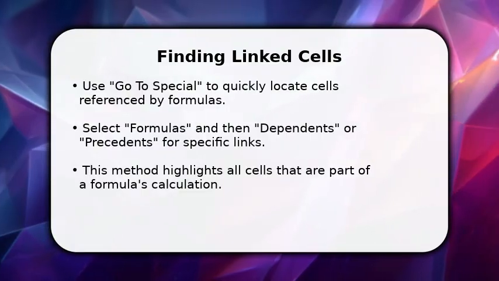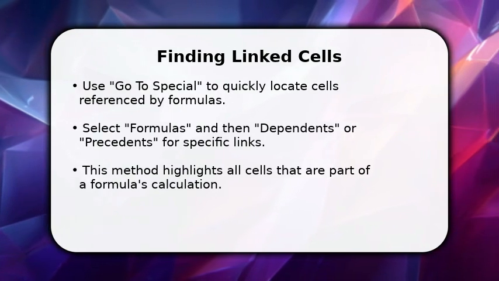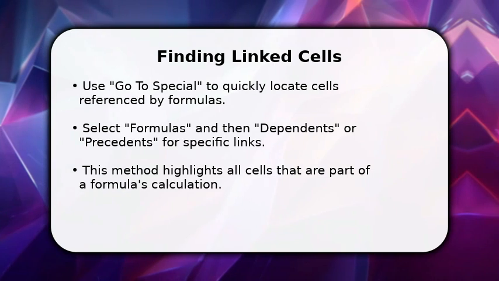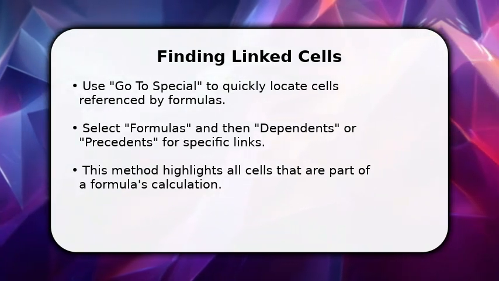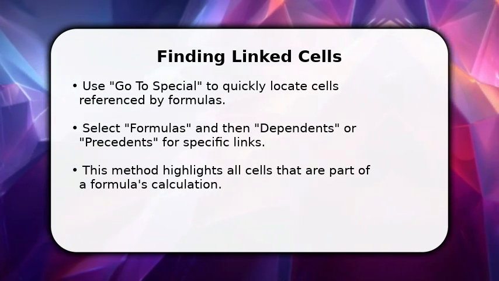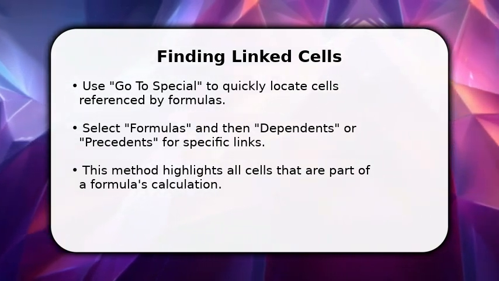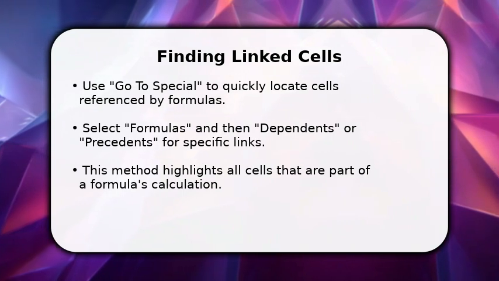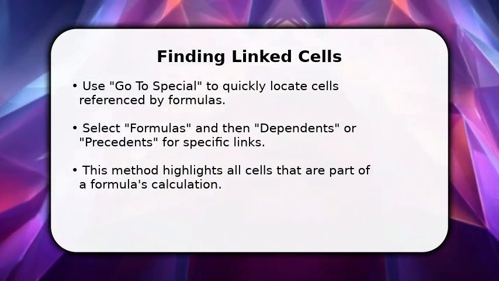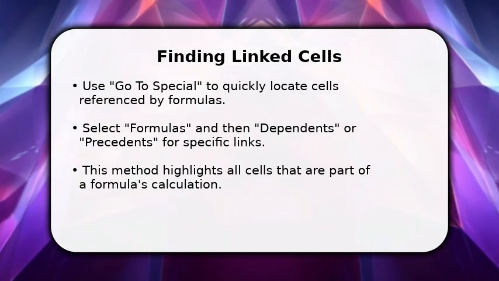In this video, I will explain how to find link cells in Excel. To begin, select a cell that contains a formula. Press F5 or Ctrl+G to open the Go to dialog box. Click Special, then choose Precedence to see cells feeding into your formula, or Dependence to see cells using your formula. This powerful feature helps you understand formula relationships instantly.